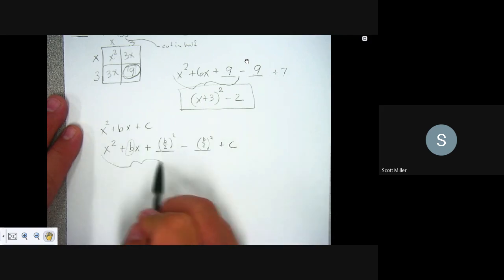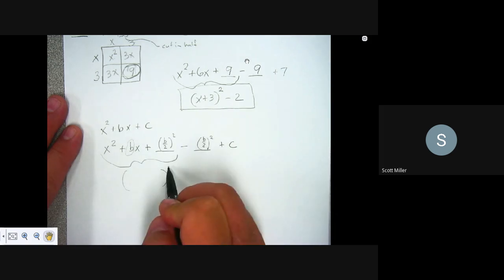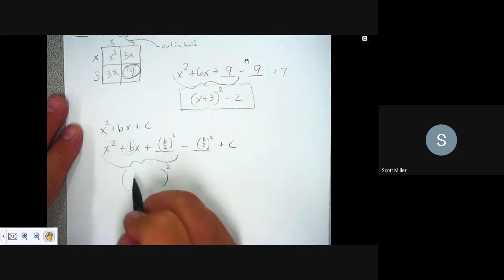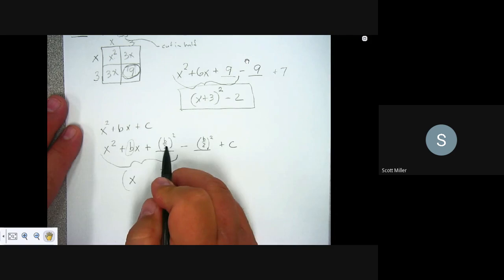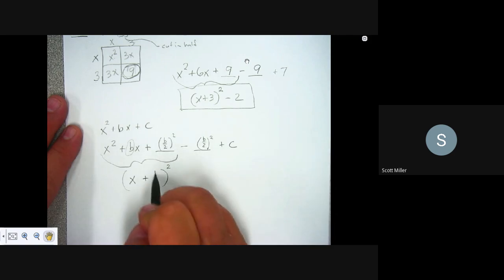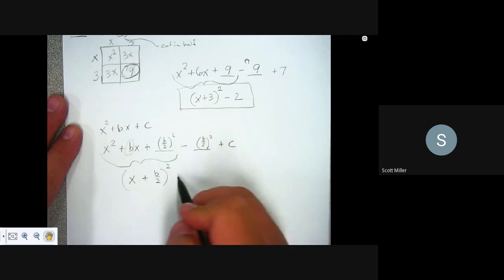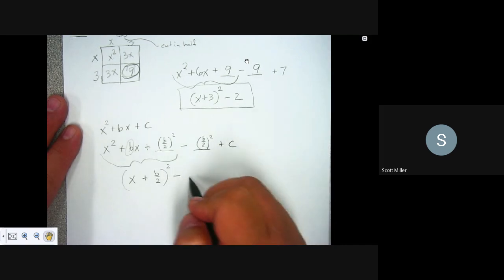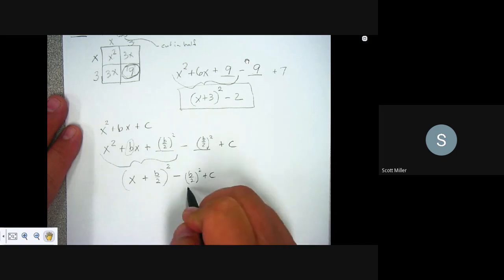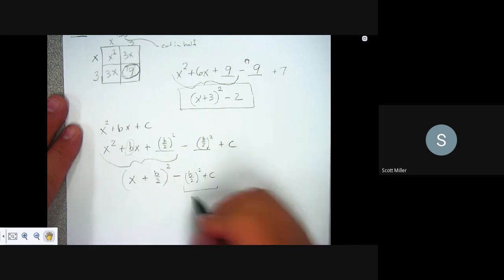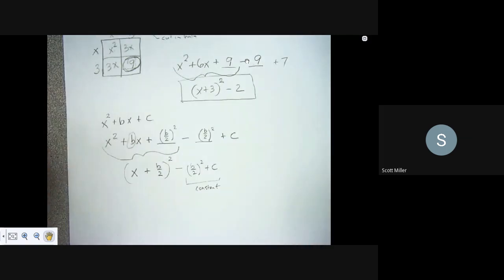These three terms right here, the first three terms, become your perfect square trinomial. I'm sorry, your perfect square binomial, which is going to be x plus b over 2, quantity squared. So that is how it becomes. And then this over here is just your leftovers that you've got to work out, your constant. This is your new constant on the end. That's the technique they want you to learn.